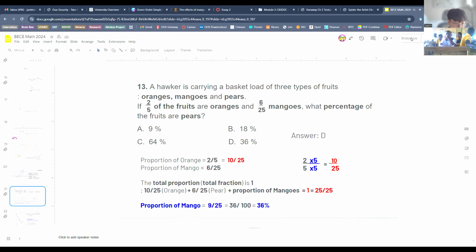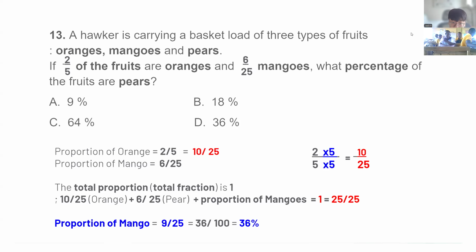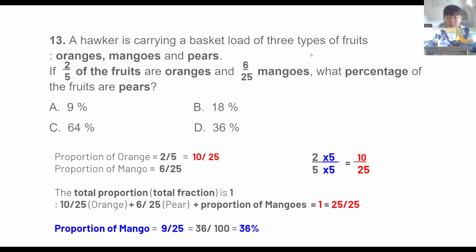Now let's look at this next question. So we'll solve, I think, 3 or 4 more questions for today. Let's look at question 13. A hawker is carrying a basket load of 3 types of fruits: oranges, mangoes, and pears. If 2 out of 5 of the fruits are oranges and 6 out of 25 are mangoes, what percentage of the fruits are pears?